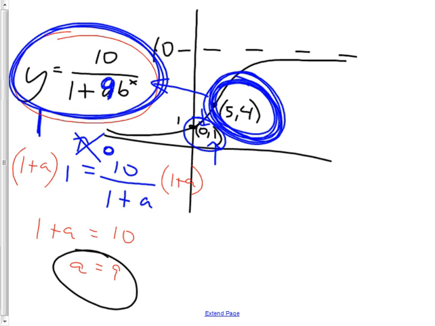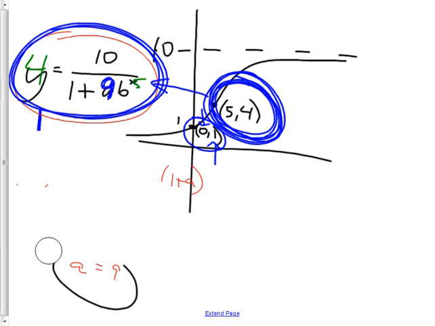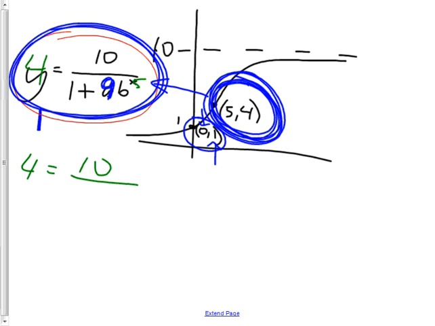All right, so I'm going to put in the 5 for x, 5 goes there, the 4 for y, 4 goes there, and then I'm going to rewrite this puppy. All this work was from finding the a. Now that's done. Now I'm going to find the b. So I have 4 equals 10 over 1 plus 9b to the 5th.